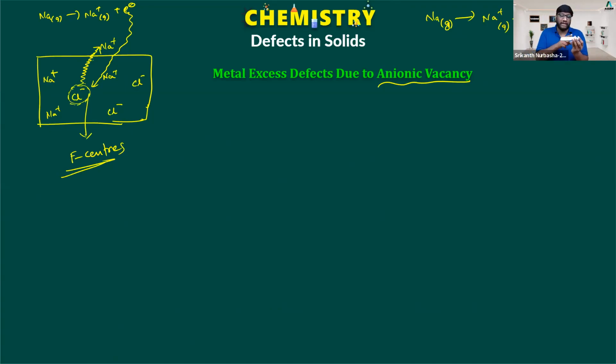Because of that, the anionic vacancy is produced. That anionic vacancy is now occupied by the electron, so generating what we call F centers. Because of these electrons only, the crystals are going to show colors.